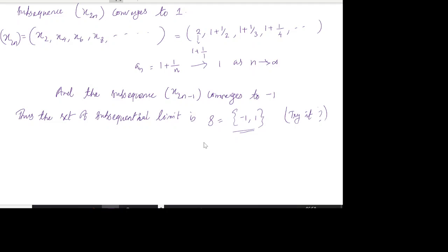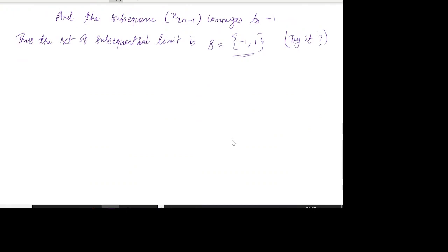Now I'm moving to the next example. Second example: consider the set of all rational numbers.